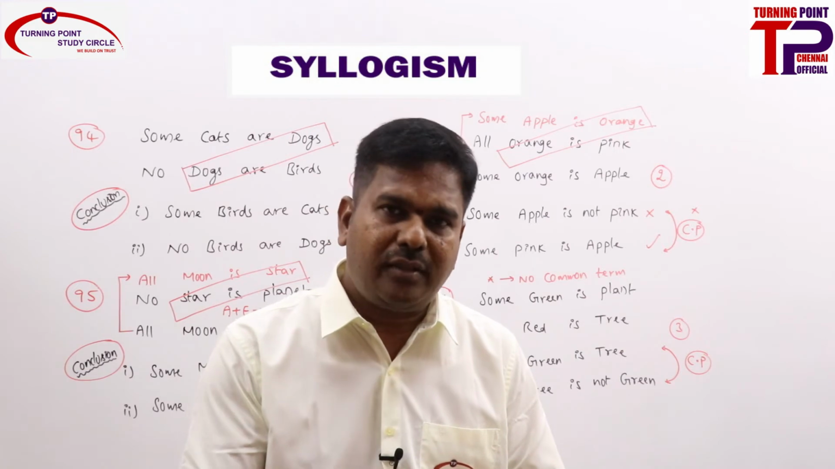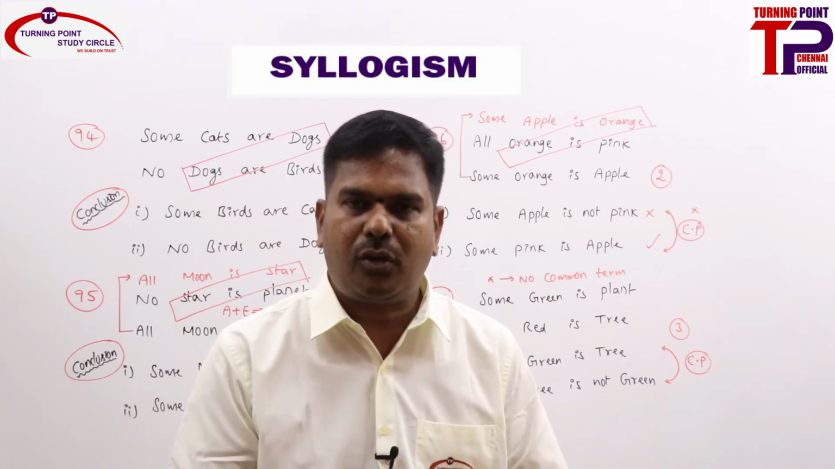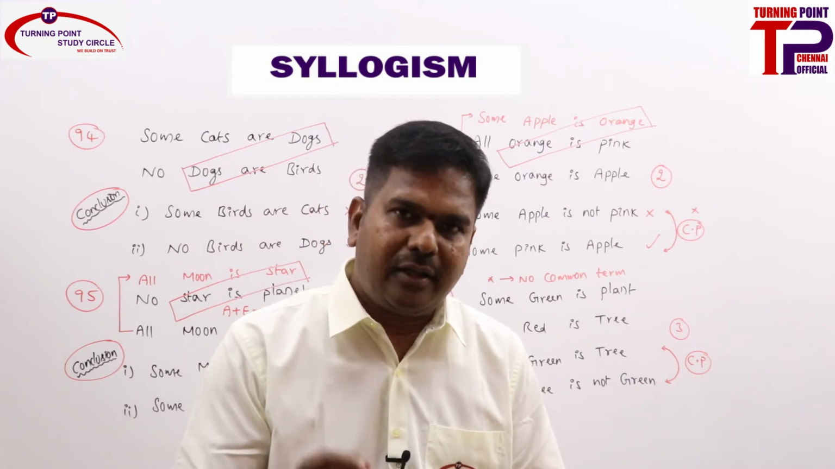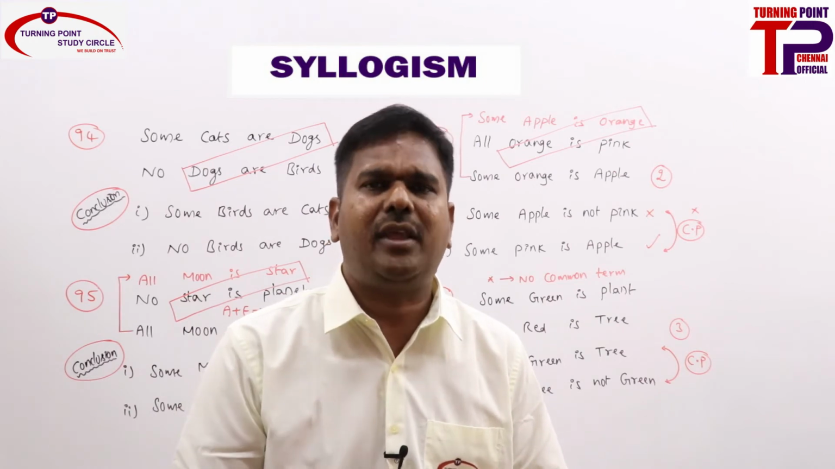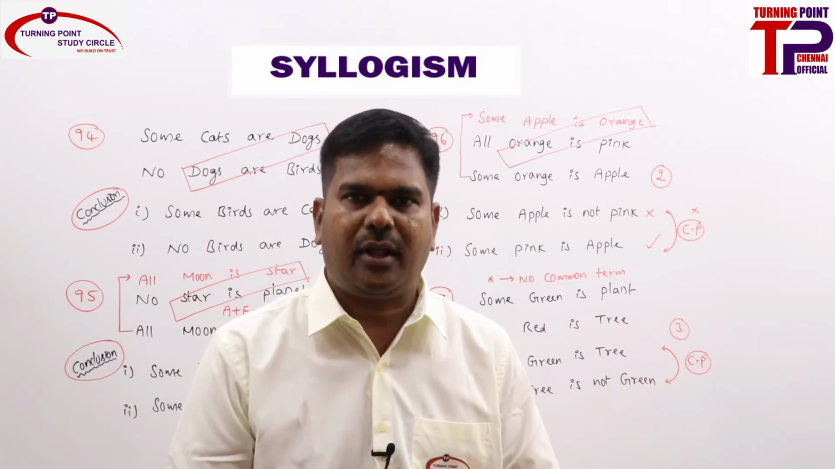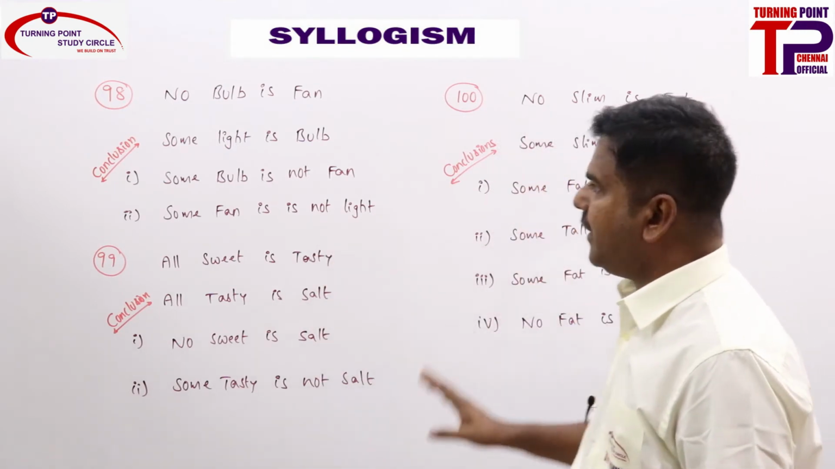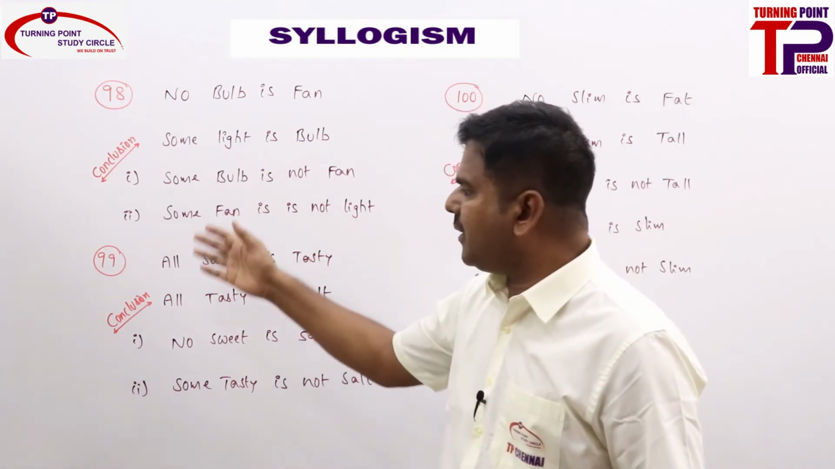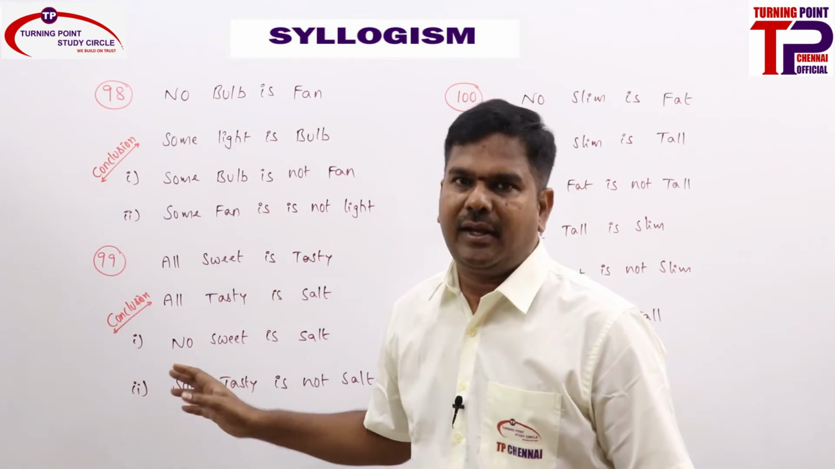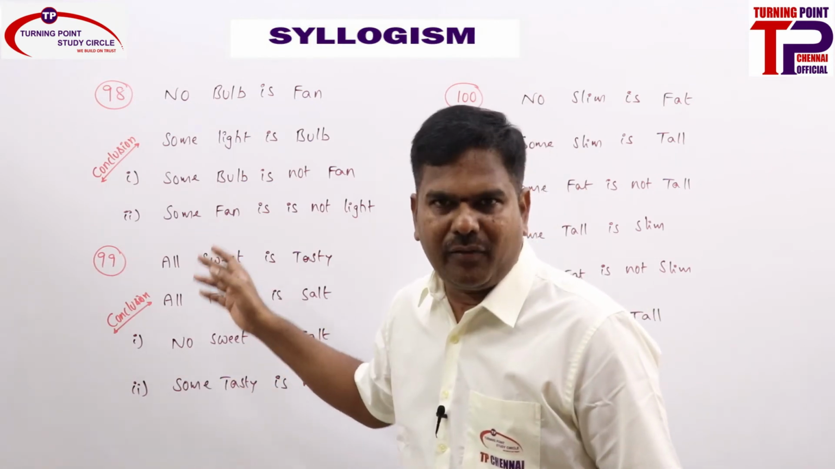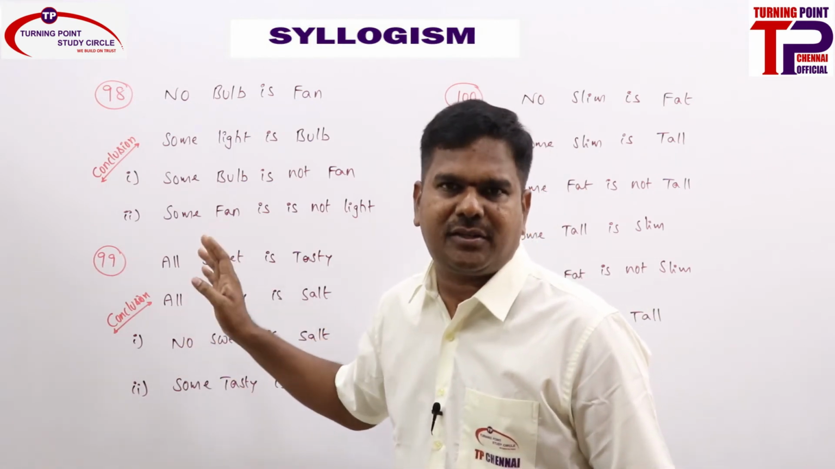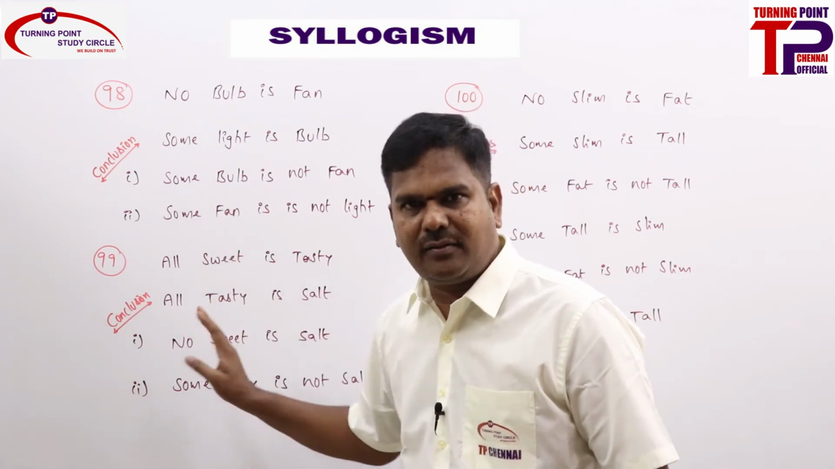Next, we will also discuss how easily we can solve those things, and see how syllogism is very easy in solving the problems. I have given some more questions, 98, 99 and 100. In 98 and 99 there are two statements and two conclusions, so just work it out. Hope everybody will get the answers very fast. You can easily solve it.